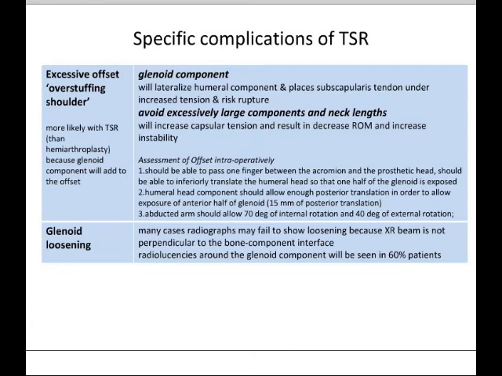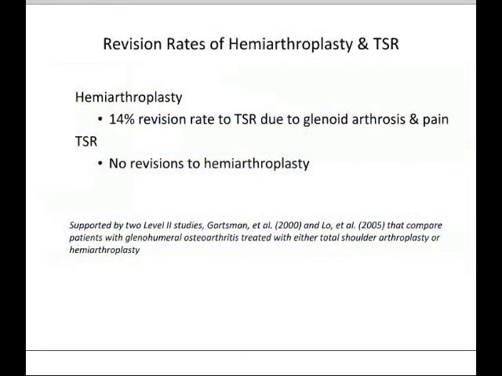In terms of revision rates, hemiarthroplasty does vary in the literature. 40% revision rate of hemi to total shoulders, like I've said before, usually due to glenoid arthropathy. Total shoulders, there's no revisions to hemiarthroplasty. And that's supported by 2 high-level studies, level 2 studies.